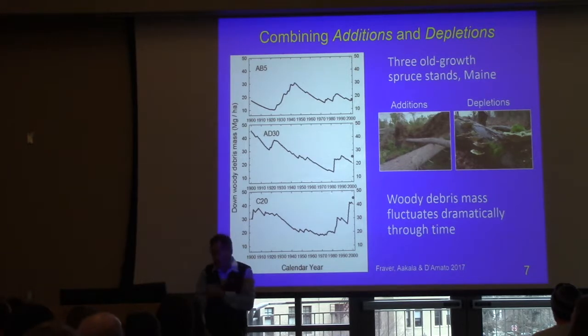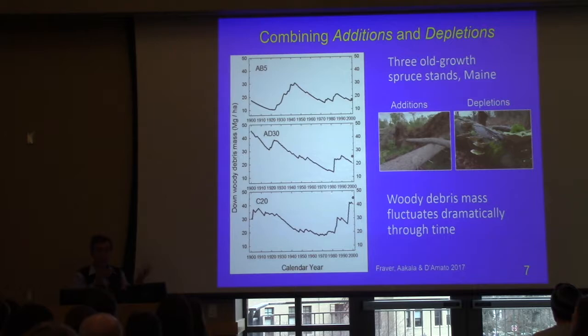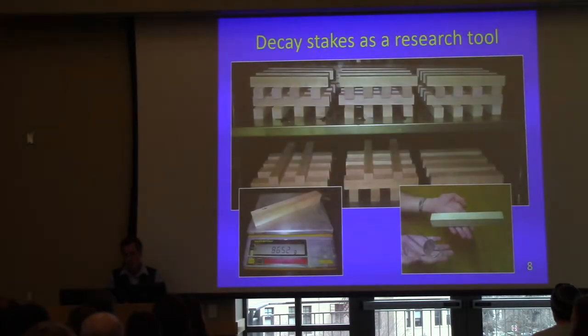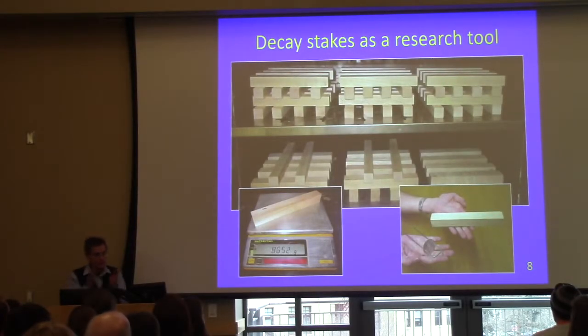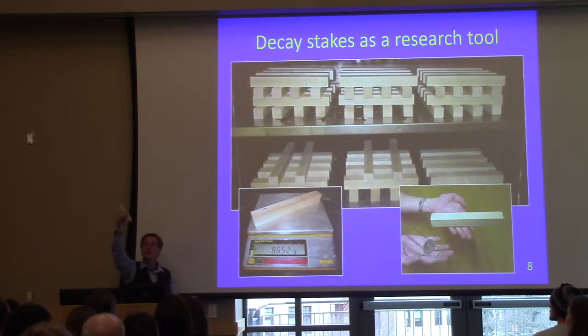The other downside of this is that it's only done retrospectively. This is not part of an experiment. So we might ask, how can we look at wood decomposition in an experimental sense? And here we introduce this concept of decay stakes as a research tool. So what we do is fabricate these stakes out of various wood species, very precisely. I've got one here in my cargo pocket. This is what they look like. This is sugar maple.